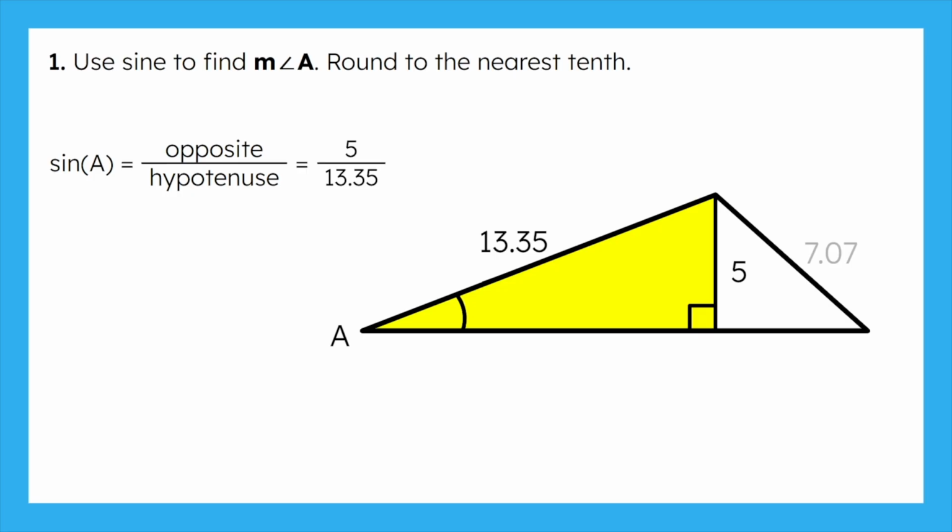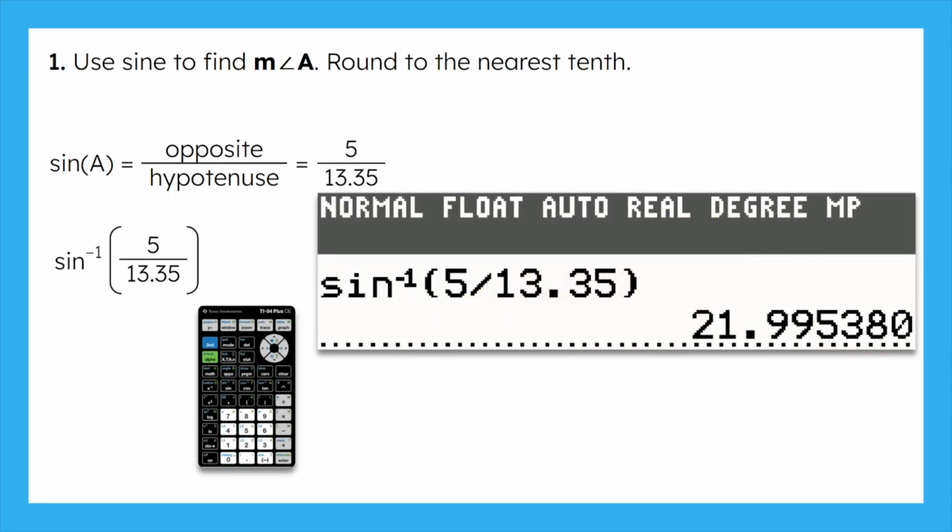And what's the actual degree measure of angle A? You reviewed this step in your warm-up. To find it, you need your calculator and inverse sine. We can type in sine inverse of 5 over 13.35, and we get 21.99538. Rounding that to the nearest tenth gives us 22 degrees.